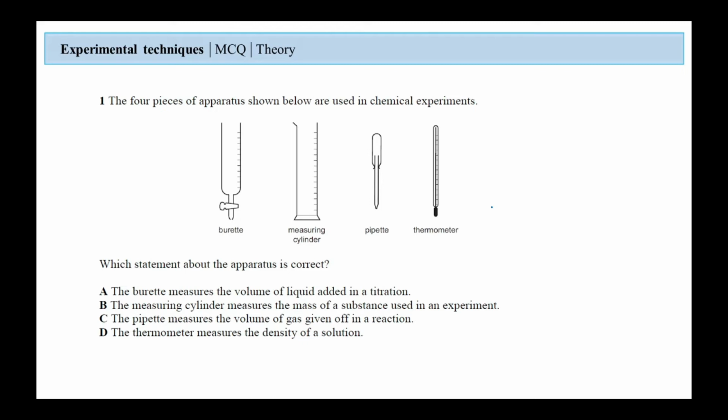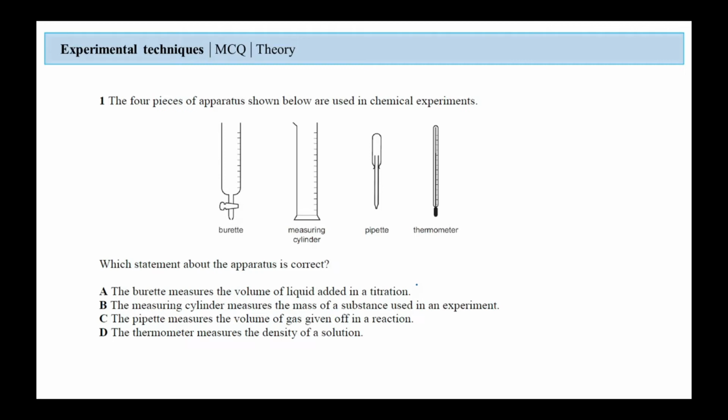So let's see the first question. Here the question says that 4 pieces of apparatus shown below are used in a chemical experiment. We have a burette, measuring cylinder, pipette, and a thermometer. Question: which statement about the apparatus is correct? A. The burette measures the volume of liquid added in titration.